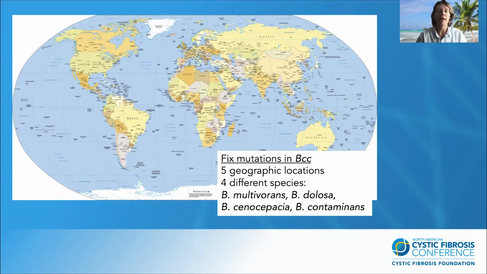We then step back and ask, do we see these mutations in other Burkholderia cepacia complex species? And in fact, in collaboration with multiple groups around the world, we see mutations in FIX during chronic CF airway infections by Burkholderia cenocepacia. We see that in the United States and in Portugal, Burkholderia contaminans in Portugal and in Argentina, and Burkholderia multivorans in British Columbia and in the United States.